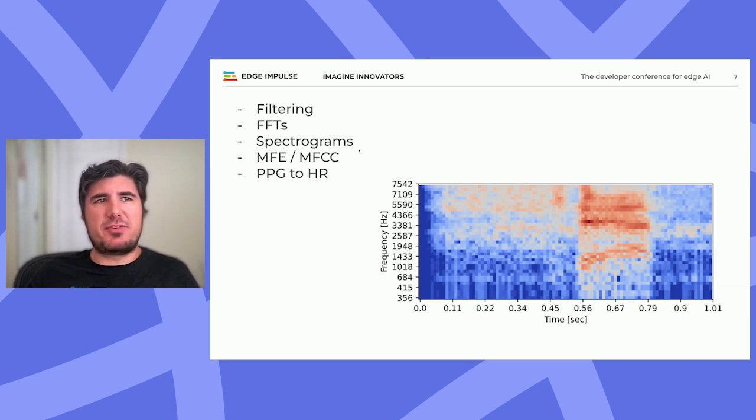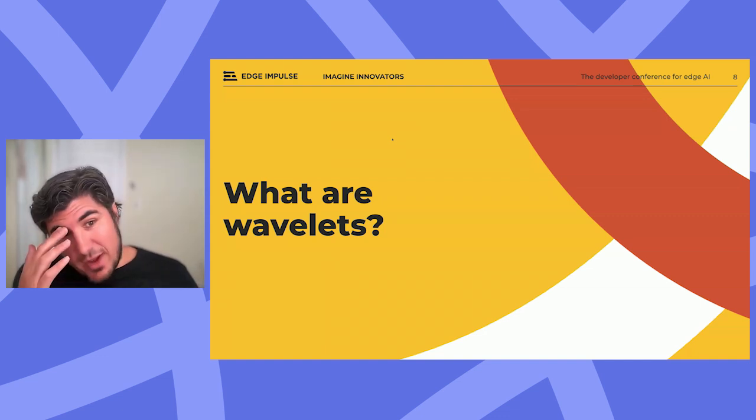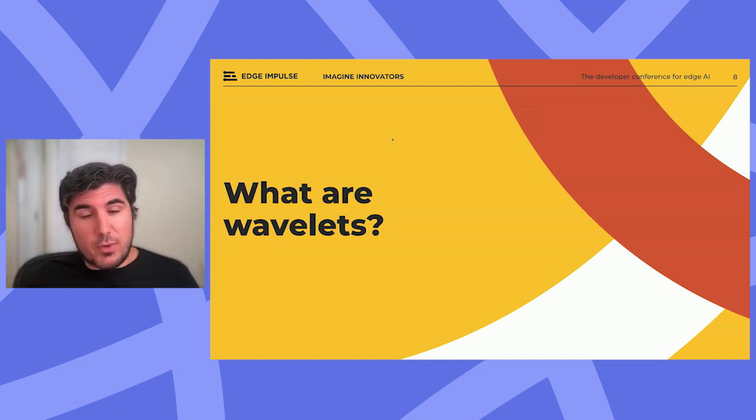complicated. MFE, MFCC is a linear transformation on a spectrogram, but it basically tries to preserve more information for hearing and audio and throw away some of the higher frequency bands that aren't as important or informational. And you can even do very bespoke things, like, for example, you could convert a PPG signal to heart rate. But today, we're going to be using wavelets. So what are wavelets?